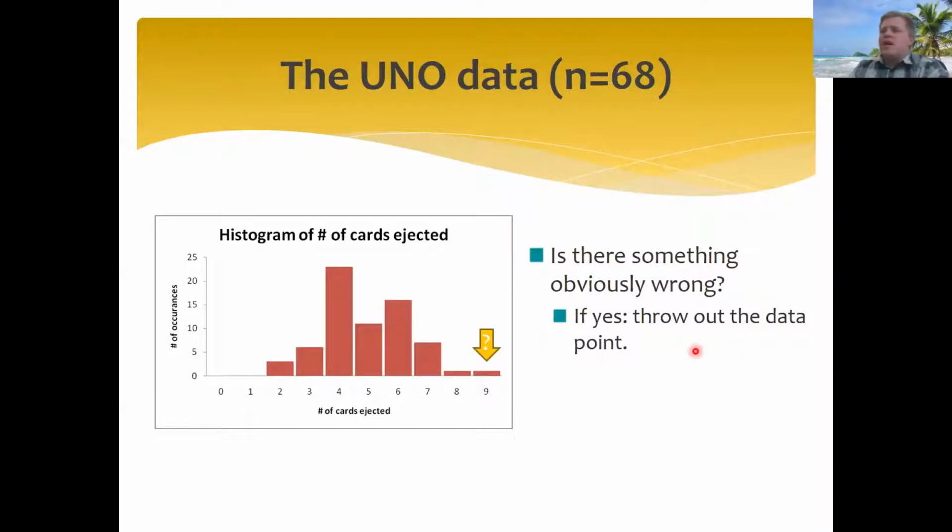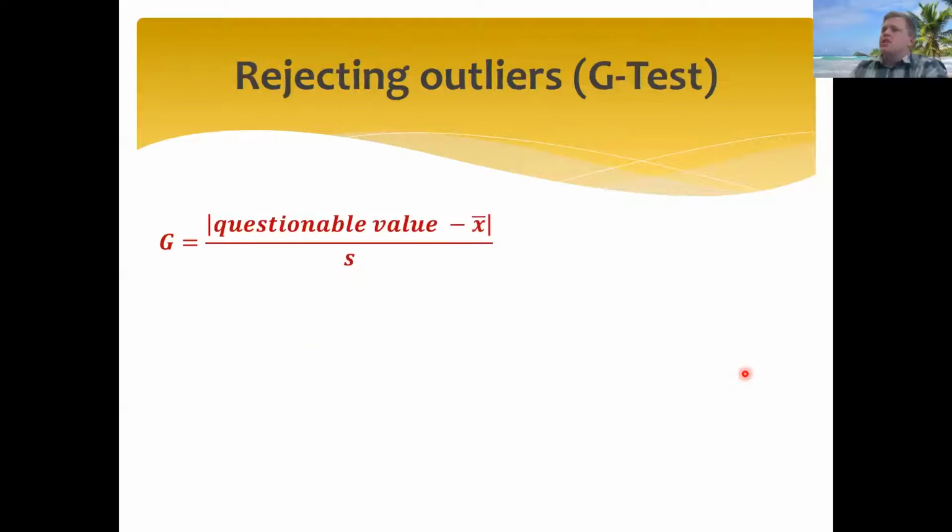All right. But if the answer is no, if you don't know that there's anything obviously wrong, it just looks suspicious because it's way too big or way too small numerically, then you have to do what's called a G-test. So the G-test looks like this, and it's I think our 4th lettered test. So we did the F-test last time, and we also did about 3 versions of the T-test. But now we're doing this G-test, and the way this is done is you take that questionable value. So in this case, that would be the 9.